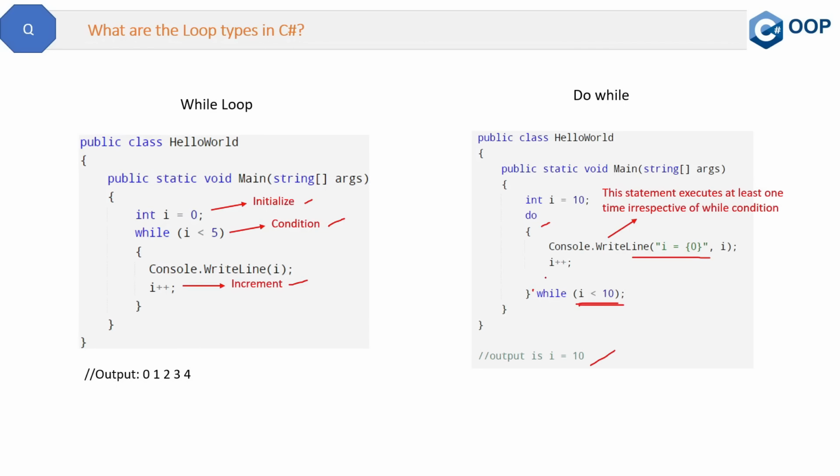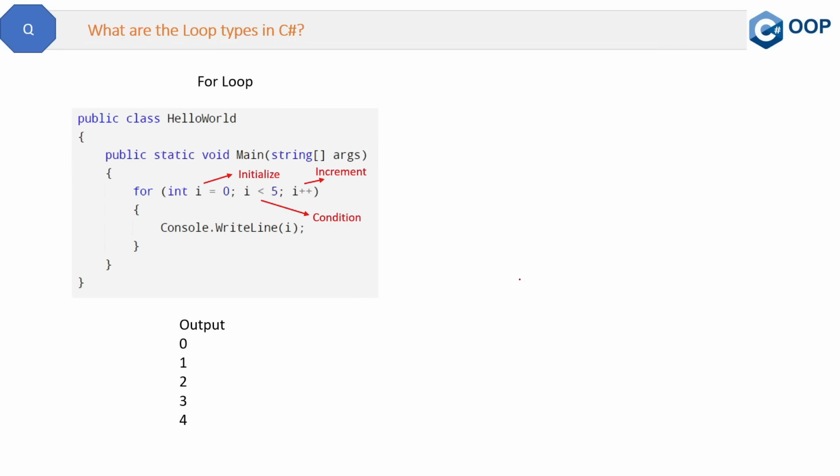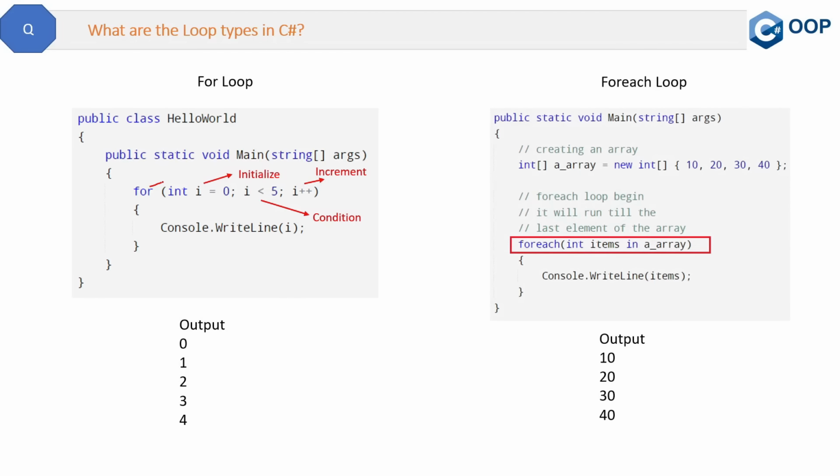Next is the for loop. Initialization, condition and increment all happen along with the for keyword. The advantage of it is that the number of lines of code is less than the while loop. Then at last we have the foreach loop. See the code here. This is used to iterate any collection such as an array, ArrayList, list, hashtable, etc. So it is used to iterate collections. This is the most commonly used loop in C#.